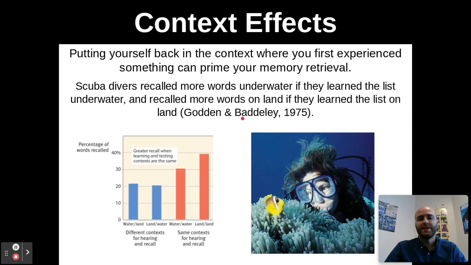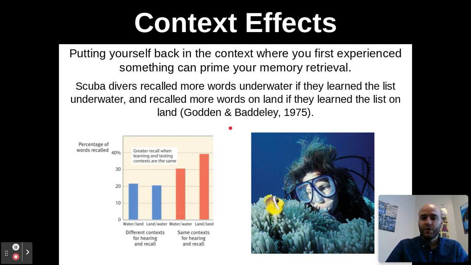Another retrieval cue is context effects. And this is interesting. When you put yourself back in the context where you first experienced something, that can prime your memory for retrieval and make your memory even more effective. So here's an example. They did a study. Scuba divers were presented with a list of words when they were underwater. And if they first learned the list underwater, they recalled more words when they were back underwater than when they were on land. Conversely, when they learned the words on land, they recalled more when they were on land than when they were underwater, trying to remember the list.